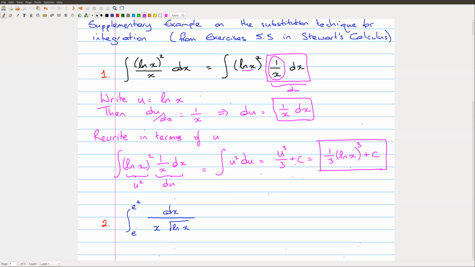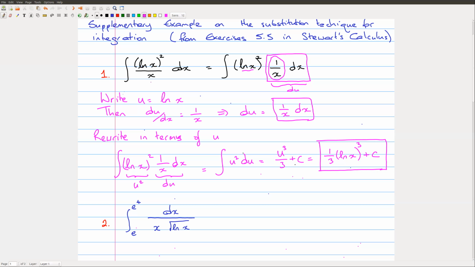an example. And again, the key point to be on the lookout for is some component of your problem whose derivative also appears in the problem. If you can find such an element, then making the substitution u equal to that part will have a reasonable chance of success. Okay, so that's a very typical example.